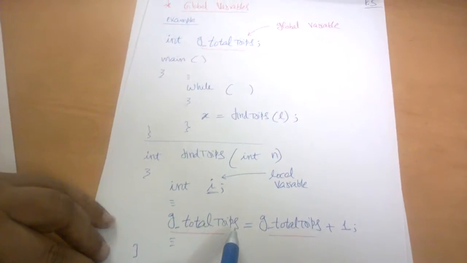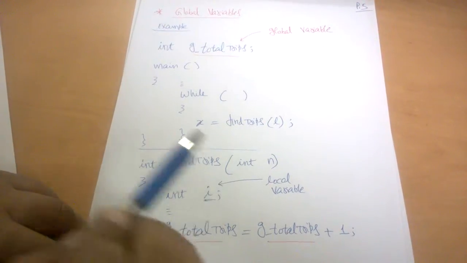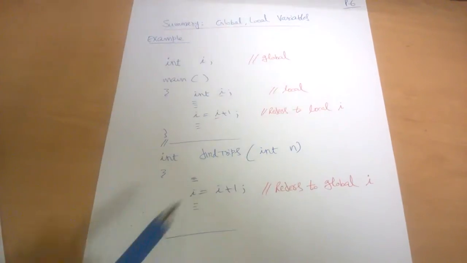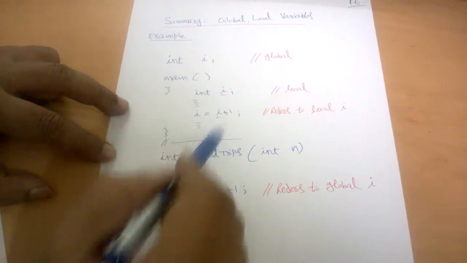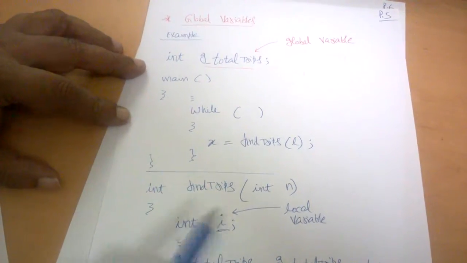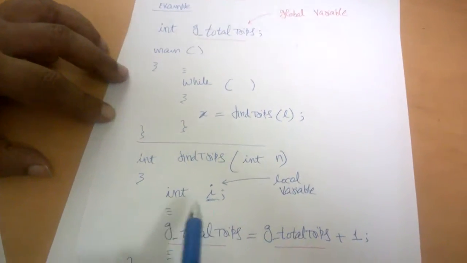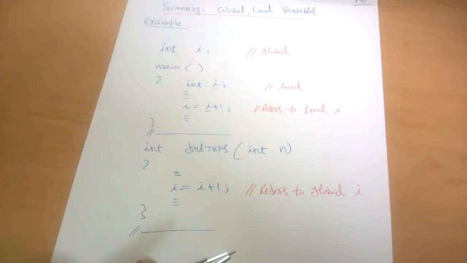Whenever we update it here, this value remains. If you were to update it here or use it here, the value will be retained. Whereas whenever you invoke a function and it has a local variable, it's going to allocate new space for it on the stack. All right, so that's the concept of local and global variables.